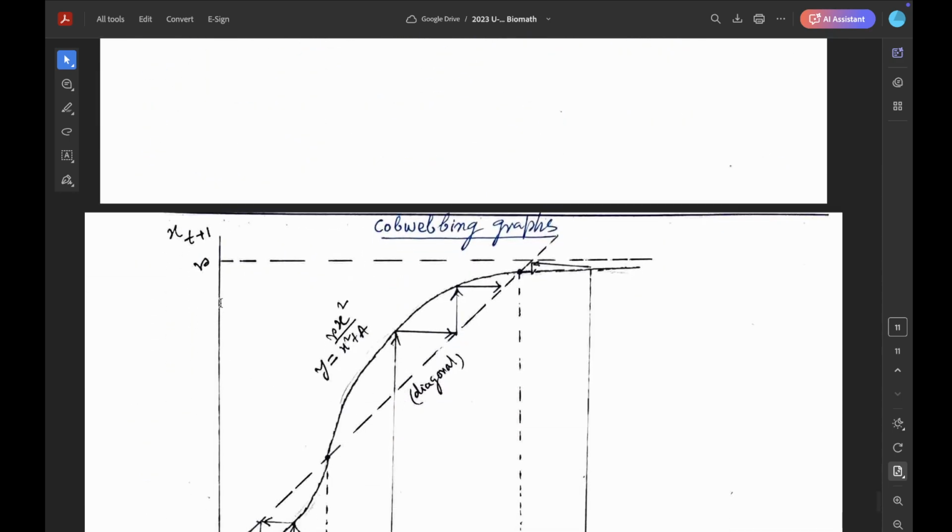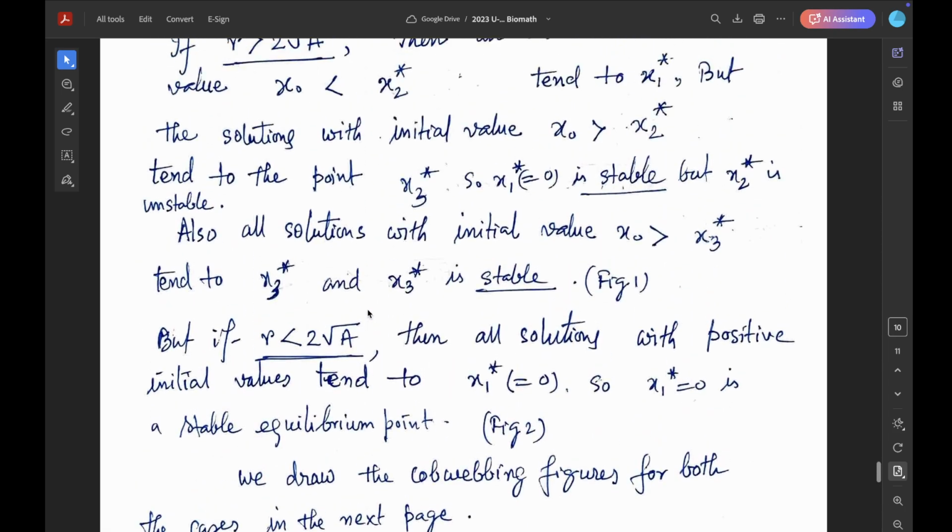Y equal to r. This is the straight line y = r. This is the asymptote of this curve.